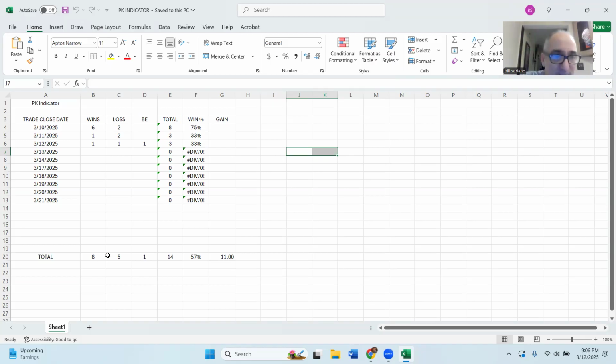Overall, 8 wins, 5 losses, 1 break even. So out of 14 trades, 8 wins is 57%. And again, if you make 2% on your winning trades, which you will if you're risking 1% to make 2, you'll lose 1% on your losses. So right now, if you had taken every trade that gave you a confirmed opportunity, you would be up 11% in just 3 days.